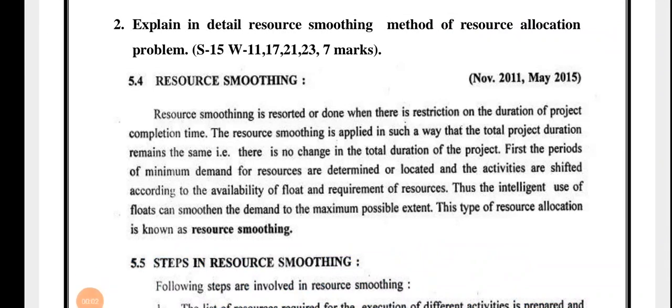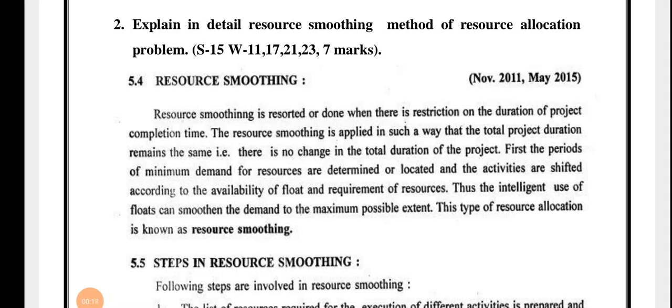Hello students, I am here with a very important question for your GTU exam of Construction Engineering and Management, that is: explain in detail the resource smoothing method of resource allocation.